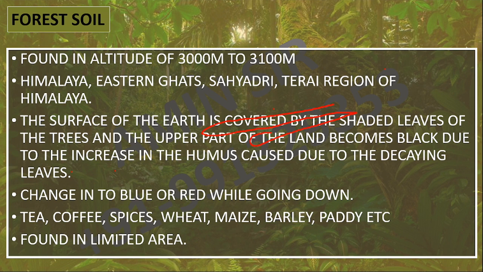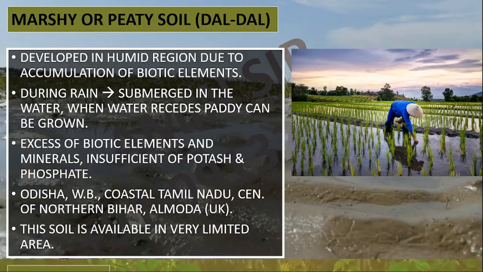We can grow tea, coffee, spices, wheat, maize, barley, paddy, etc. This soil is mostly found in a very limited area.